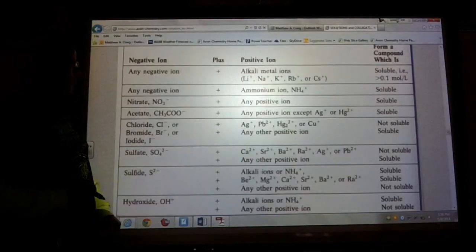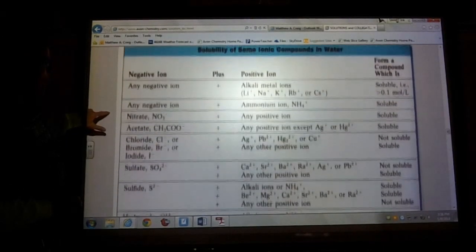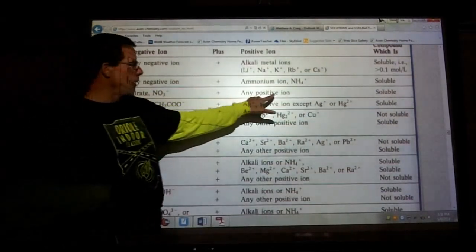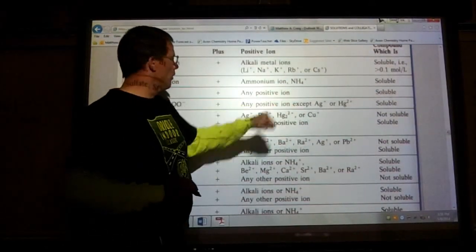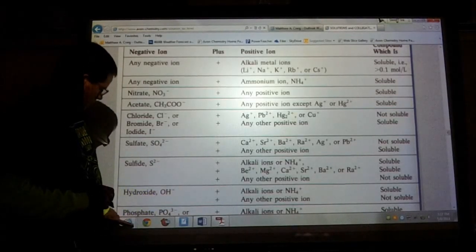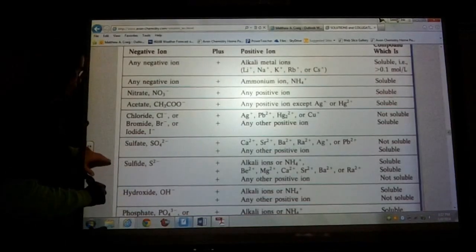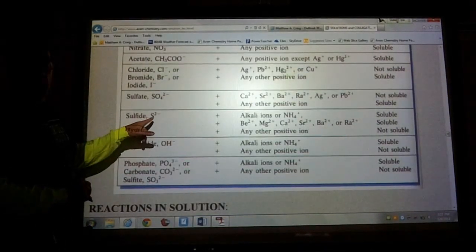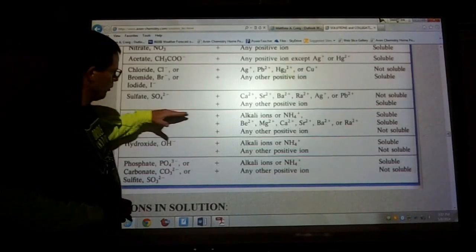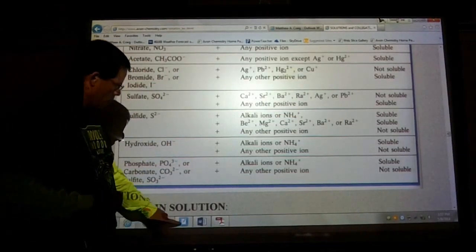All right, so let's look for a precipitate or a not soluble. So let's look at the ammonium nitrate first. So you find your nitrate, which is right up here near the top of the table. Nitrate, any positive ion. Ammonium is any positive ion. So that means that, yep, that one's soluble. And what was the other one? Iron sulfide. So find your sulfide, which is S with a -2 charge. So we come across is, what was it again? I'm sorry, I'm drawing a blank.